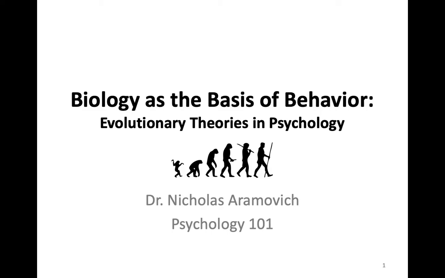So, psychologists have adopted the Darwinian view of evolution, that there are traits and characteristics that provide a survival advantage for a species, and those traits are retained and passed down. So, this lecture reviews applying evolutionary theory to psychology.